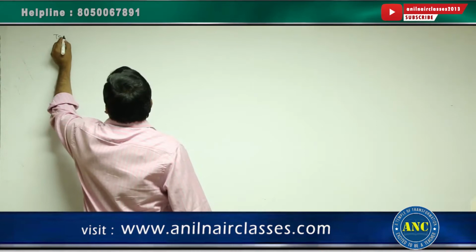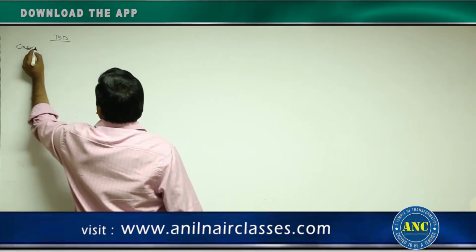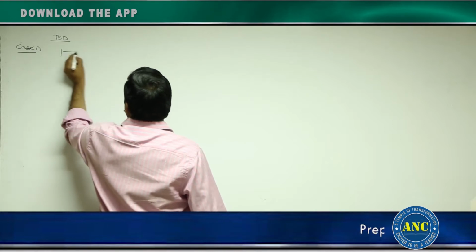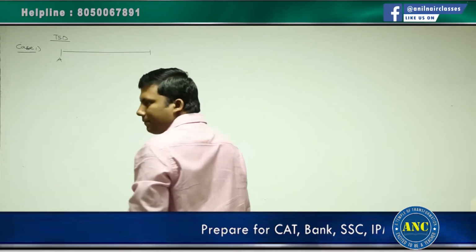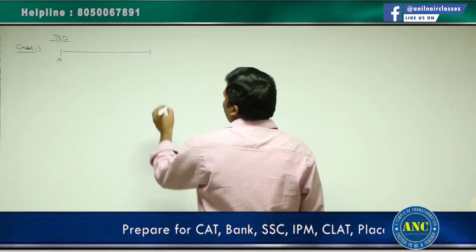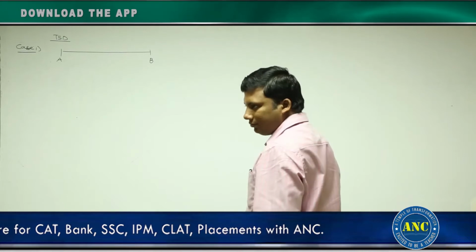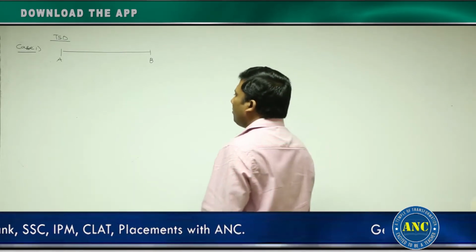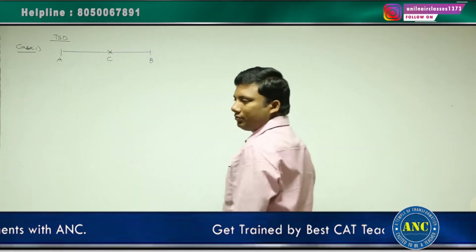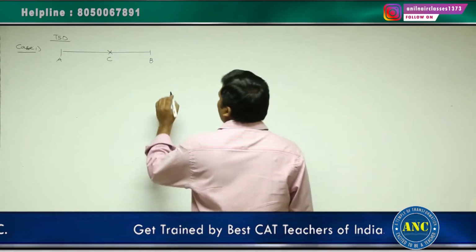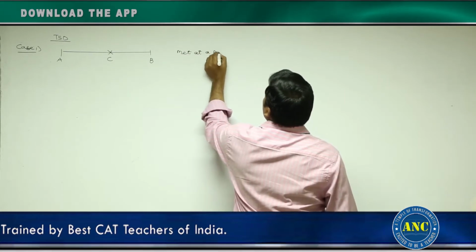Time, speed and distance. I'll do it case-wise. Case 1. A train started from point A. Another train started from point B. They both met at a point C.